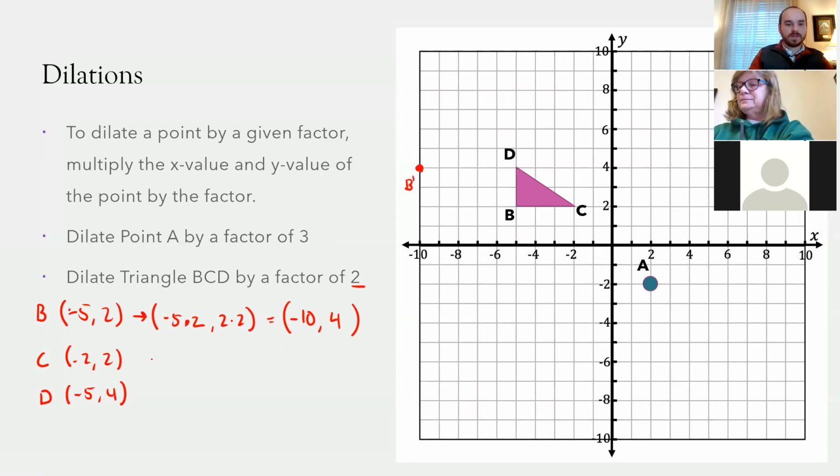Then if we look at C, we're going to do the same thing. We're going to take our x value, multiply it by our factor, which is still 2. So 5 times 2, comma, 2 times 2. So in this case, 5 times 2 is 10, 2 times 2 is 4. So point, here, I'll label these. B prime is here. This is C prime. So C prime is going to be at (10, 4). So that's right here.